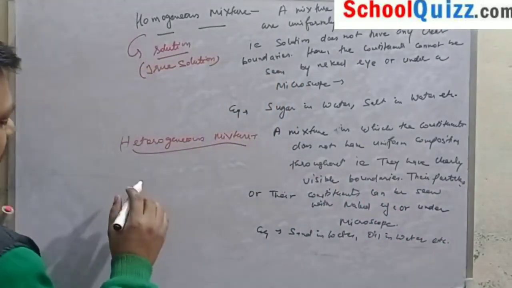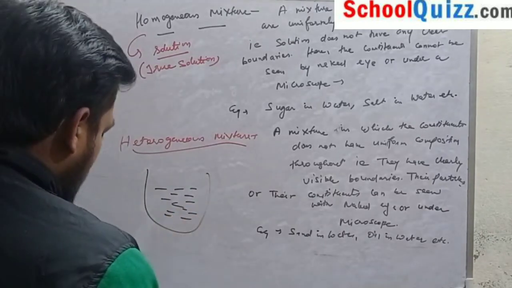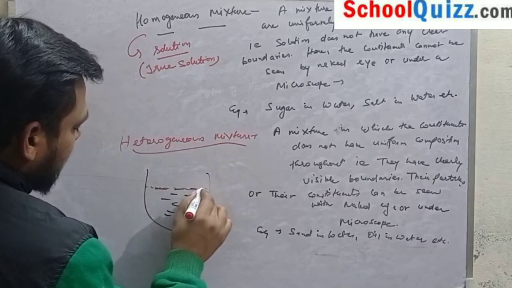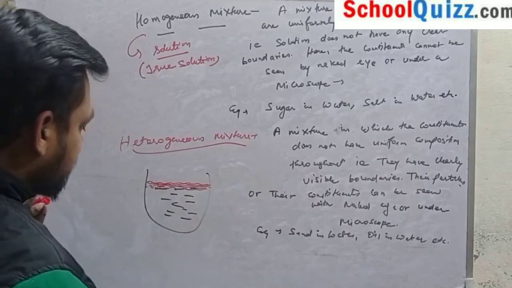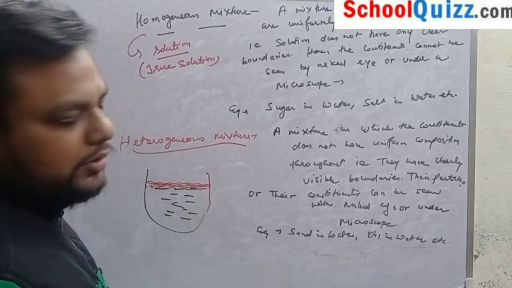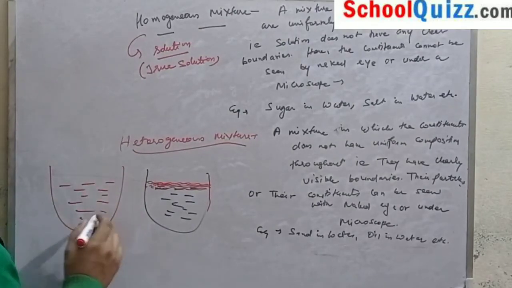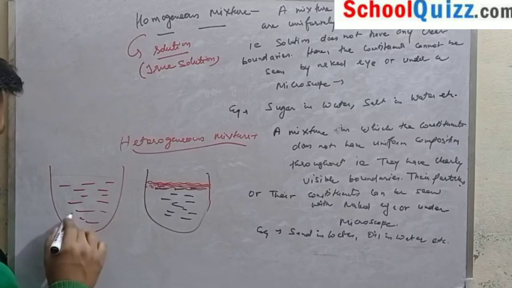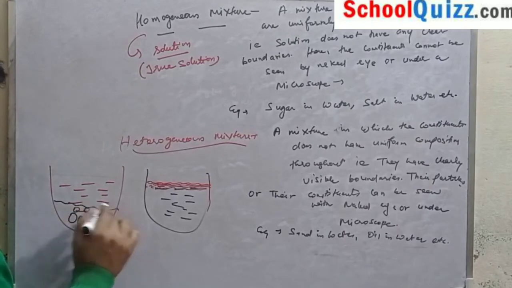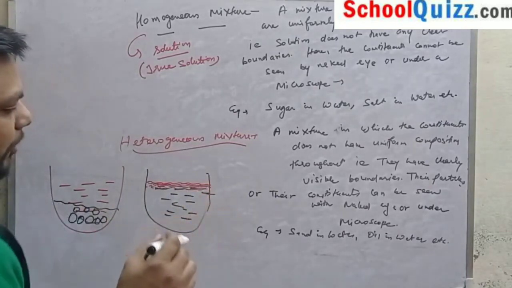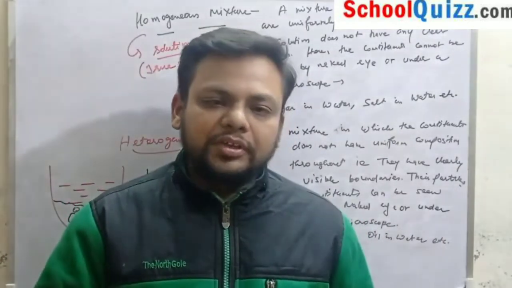That is a separable boundary. Like if here is water, and then a layer of oil will be deposited on top of the water. As we know, the density of oil is less than the density of water. And if there is water and sand particles settle down at the bottom, there is a visible boundary. But in the case of a homogeneous mixture, there is no such visible boundary.